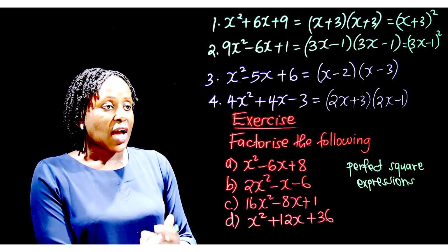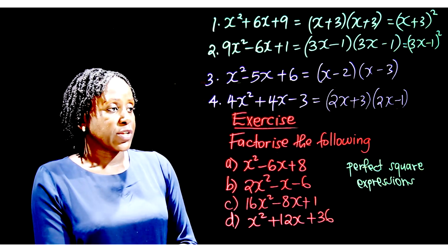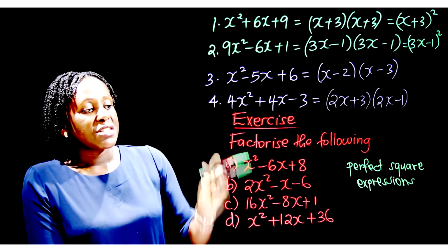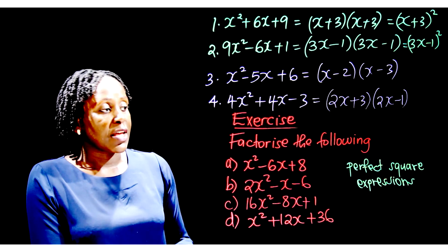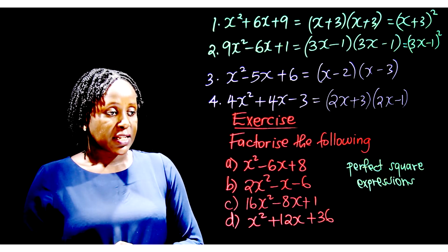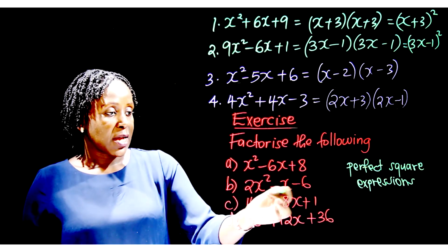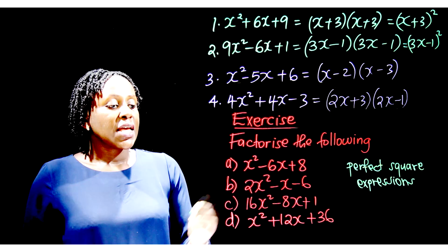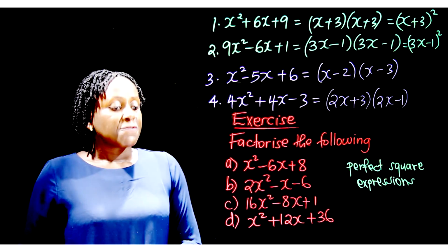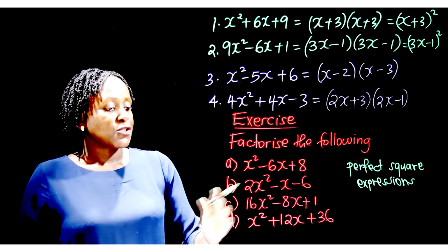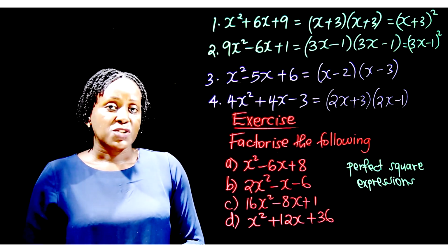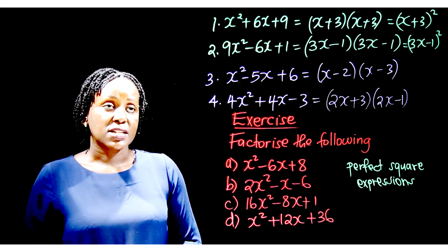Now, to practice what we have learned today, you will attempt these 4 questions: factorize the following, and identify which of these expressions are perfect square expressions. So we have x squared minus 6x plus 8, 2x squared minus x minus 6, 16x squared minus 8x plus 1, and finally x squared plus 12x plus 36. So I hope that you have learned how to factorize quadratic expressions in this topic.